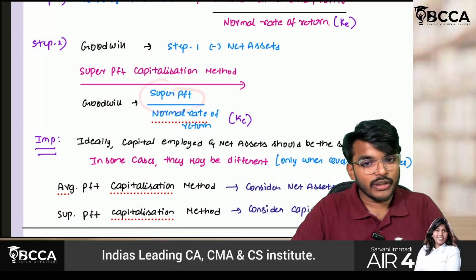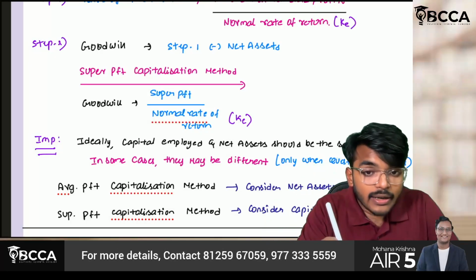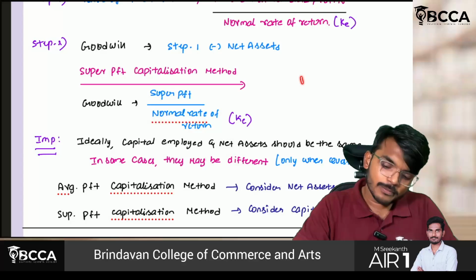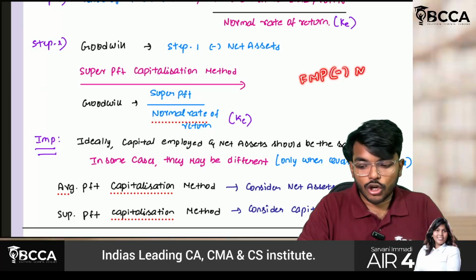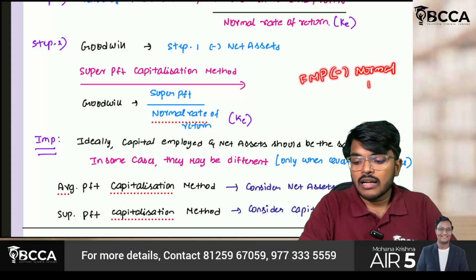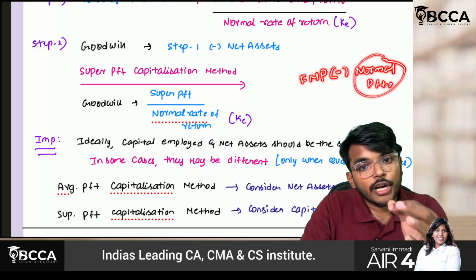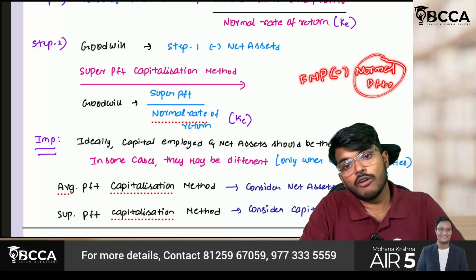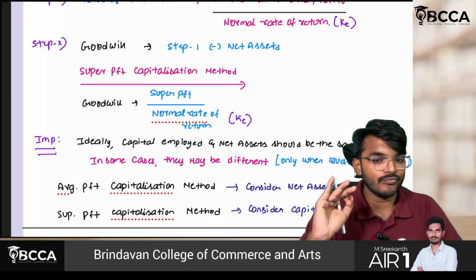Here, while calculating super profit, sir, what is the formula for super profit? Very simple: future maintainable profits minus normal profits. Sir, how will I get this normal profit? Normal profit you will get like this: capital employed into normal rate of return. While solving the problem, you will understand.